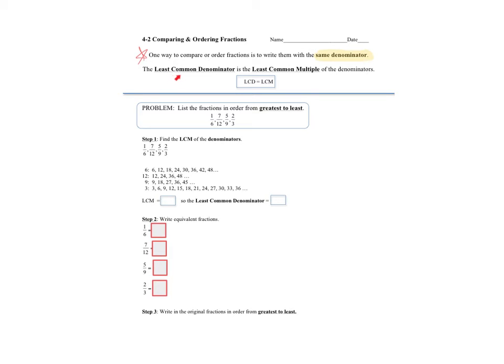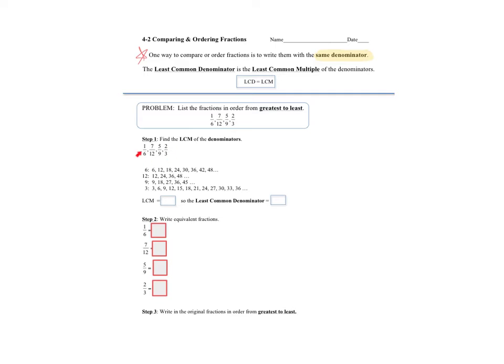Here's the good news. You already know how to find the least common denominator. It is the same as the least common multiple. You've already learned about the least common multiple. LCD, least common denominator of fractions. That means finding a denominator we can use for all of our fractions is as simple as finding the LCM of the denominators, the least common multiple. So here's my fractions one more time. 1/6, 7/12, 5/9, and 2/3.